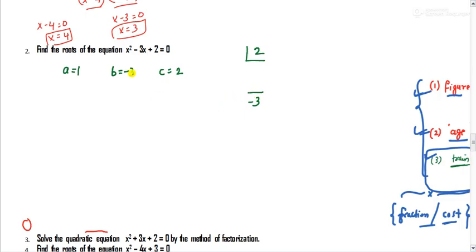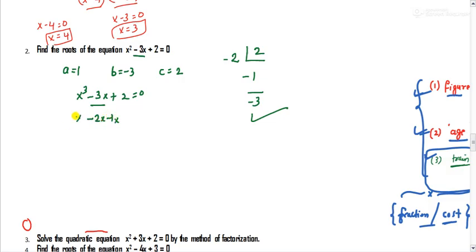Which will be the two terms which will replace this minus 3x? 2 and 1. Yes, whether it is plus or minus is very important. 2 times 1 is 2. Both should be minus, right? It should be negative, only then you will get this. So minus 3x can be replaced with minus 2x minus 1x.